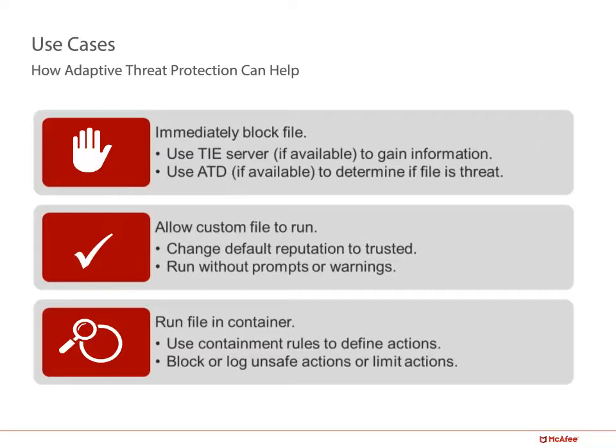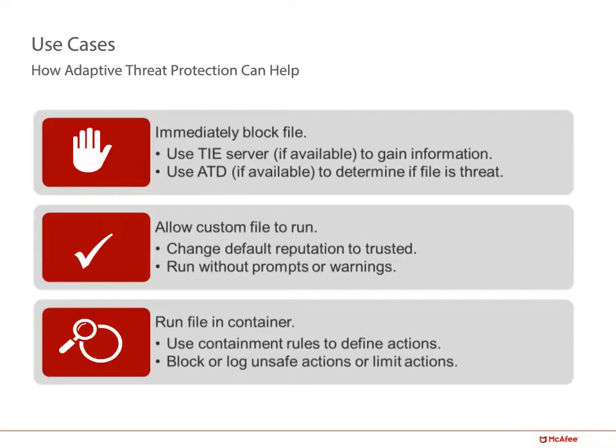The next is where we allow the custom file to run. Let's say a company routinely uses a file whose default reputation is suspicious or malicious, for example, a custom file created for the company. Because this file is allowed, instead of sending the file information to McAfee and receiving an updated DAT file, the administrator can change the file's reputation to trusted and allow it to run without prompts or warning.